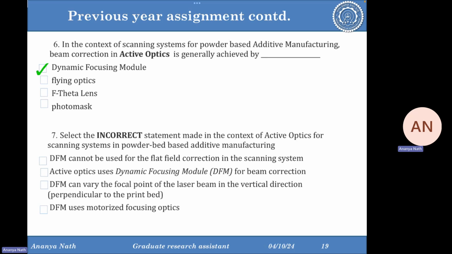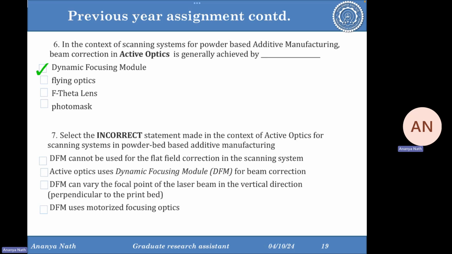if we are moving the laser beam from one corner to the other corner of the build plate, the laser beam can move and still it will have its focus. So basically, there is no f theta lens which will compensate it. There is active optics, so there will be an arrangement of lenses which will move inside the head and give us the focus spot throughout the build plate, the whole build volume.